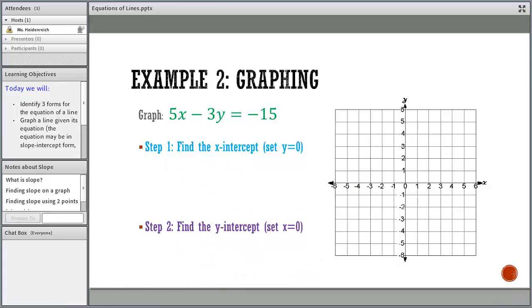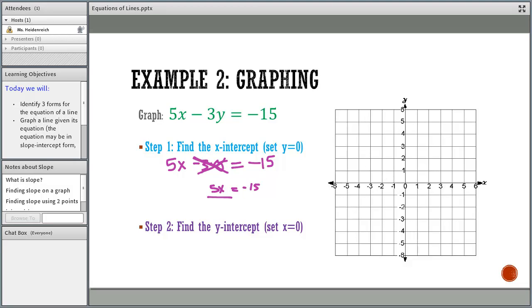Okay, so let's do another one here. We're finding the x-intercept first. You can find the y-intercept first if you'd like. But I'm going to plug in 0 for y. If I do that, you notice that the second term, the y term, will always become 0 because anything times 0 is 0. So I don't really even have to worry about it. I can just forget about it, and I have 5x equals -15.